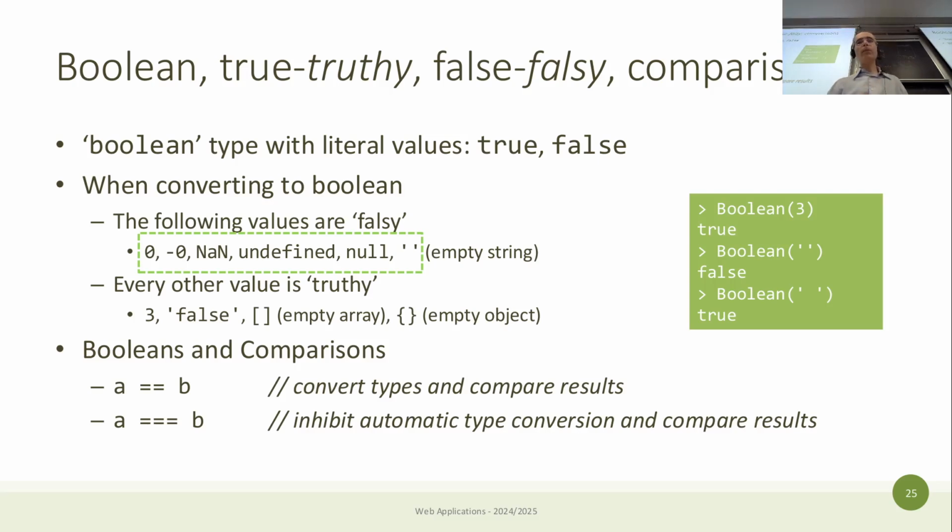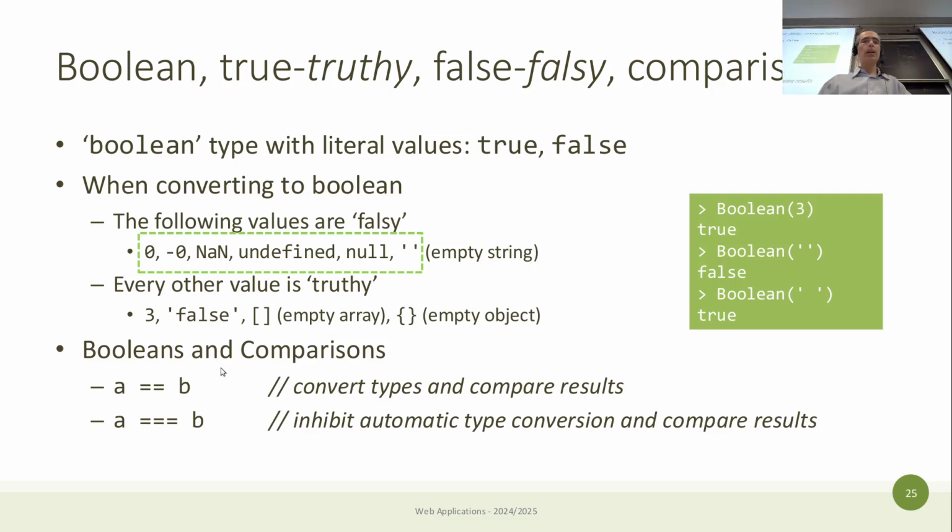And note that since these values evaluate as false in these conditional expressions, they are called falsy values. And the others, of course, are called truthy values. It means values which are not actually true or false, but if you need to convert them into a Boolean value, like in a conditional expression, will evaluate true or false.